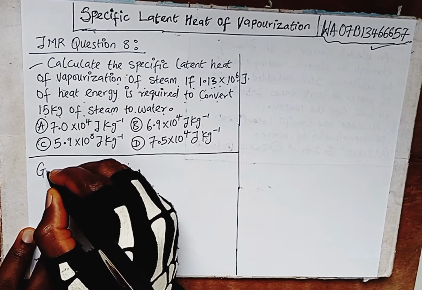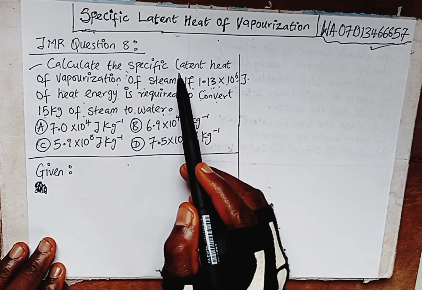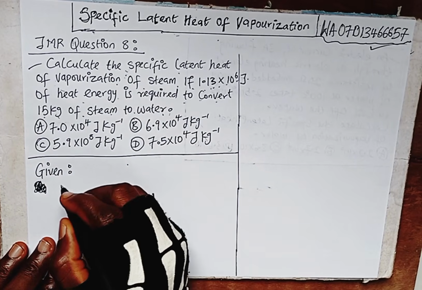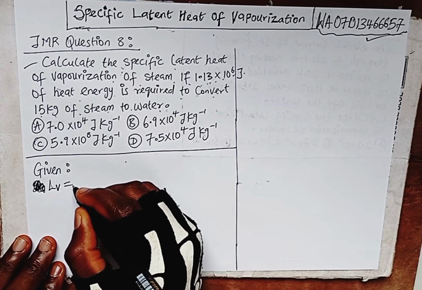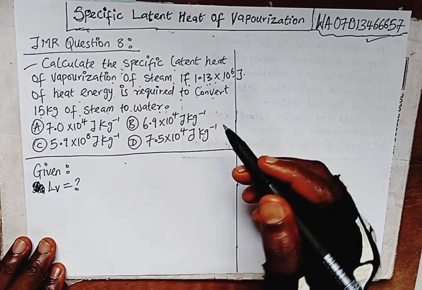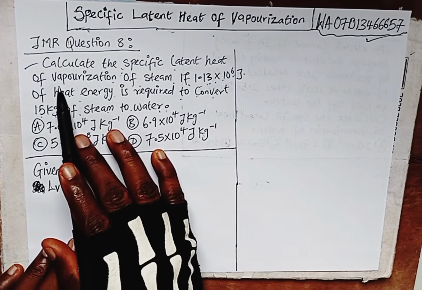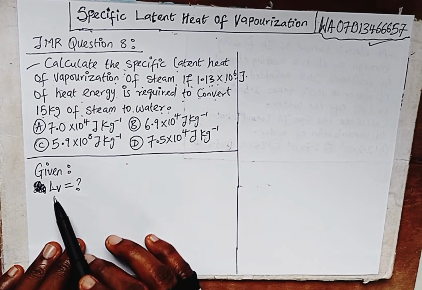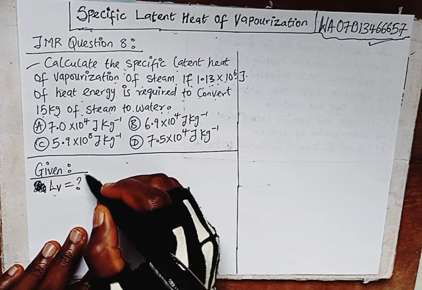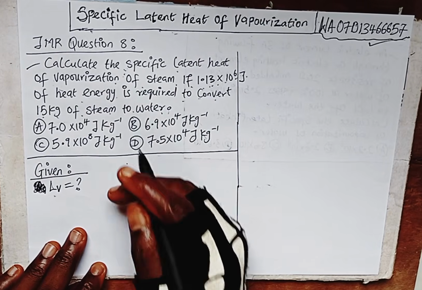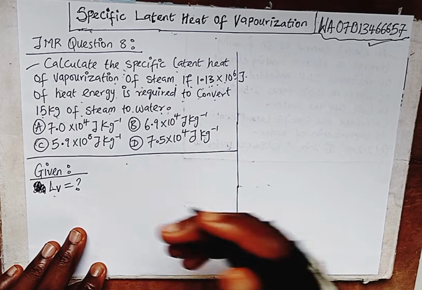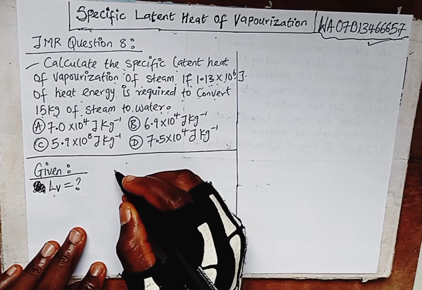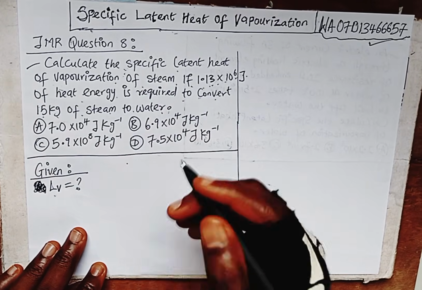Let's write it out. What we are told to find is the specific latent heat of vaporization, which we put as LV. Specific latent heat of fusion is LF. LV is equal to question mark, so this is what we are looking for. Since we are told to find this, let's write out the formula. We are still going to use the same formula as for specific latent heat of fusion, but for vaporization. So it's just to use what you need and make what you are looking for the subject of the formula.